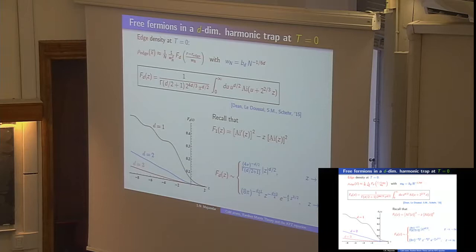This is at zero temperature. And so you get this tail. This tail is actually independent of D. The only D dependence comes in the prefactor here, and here it goes like mod z to the power D by 2. So this is the density, as you go away from the edge.